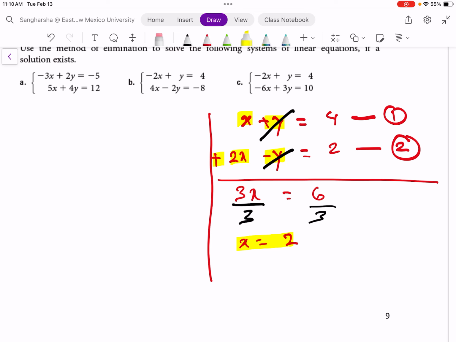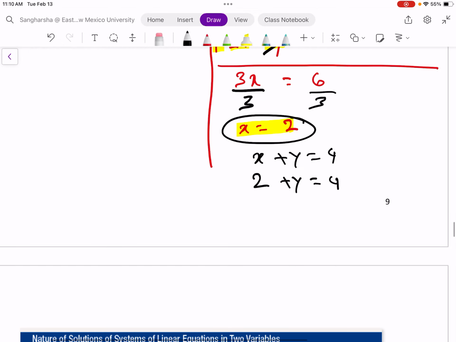So let's substitute x equals 2 in equation 1. You can substitute in equation 2 too, it doesn't matter. So we have our equation 1, x plus y equals 4. Our x is 2, so 2 plus y equals 4. Now we solve this equation for y. For that we subtract 2 on both sides. This 2 cancels, and our y is 4 minus 2, that is 2. So our y is 2, x is 2.